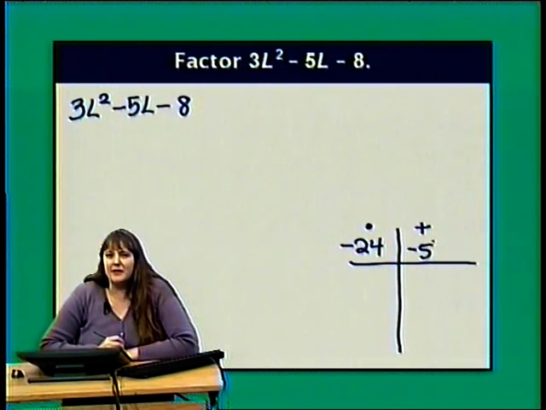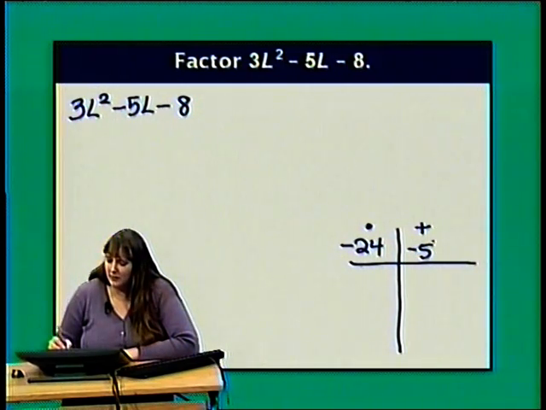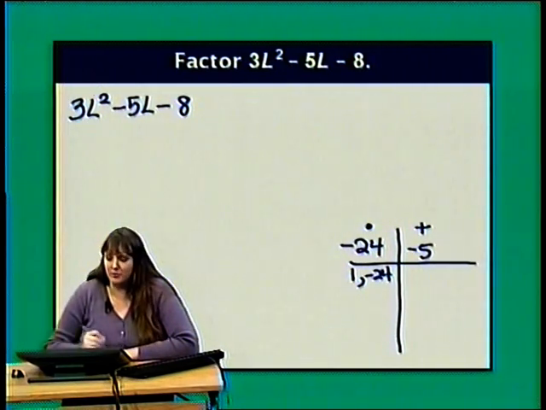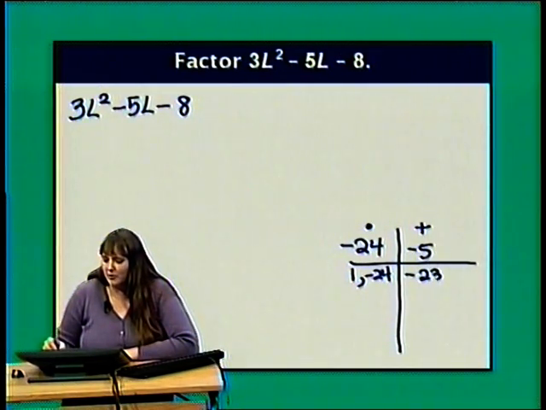Well, let's think about this. If I'm going to get negative 24 from my product, I need a positive integer and a negative integer. If I want my sum to be negative 5, the integer with the larger absolute value needs to be the negative integer. So let's think about factors of 24. In fact, factors of negative 24. Well, let's start with 1. 1 times negative 24 is negative 24, but that has a sum of negative 23. That's not going to work for me.